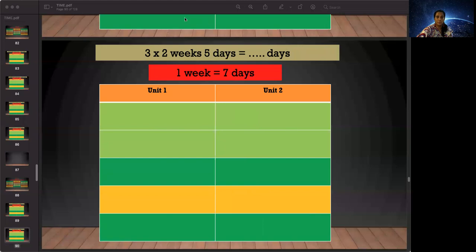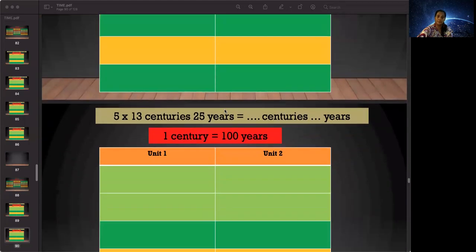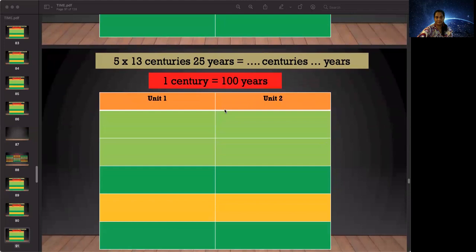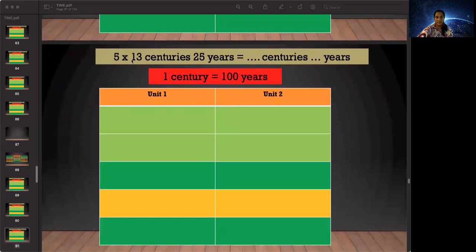Let's move on to our third example. What if we have 5 times 13 centuries and 25 years? So let's do that. This is for centuries and this is for years. I'm going to write down 13 centuries and 25 years, multiplied by 5. 5 times 5, 25. Carry your 2. 2 times 5, 10. 10 plus 2, 12. So now we have 125 years.